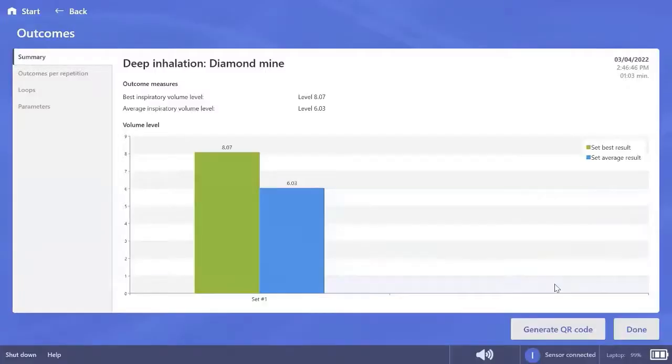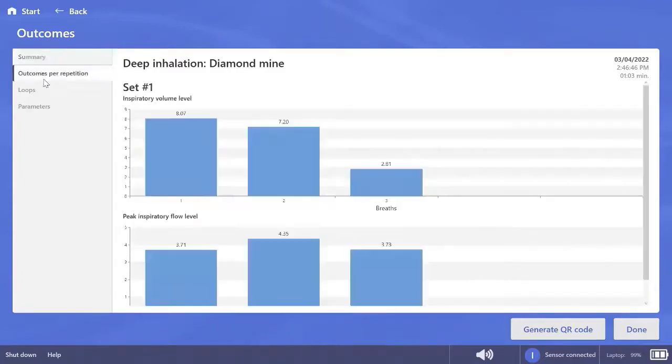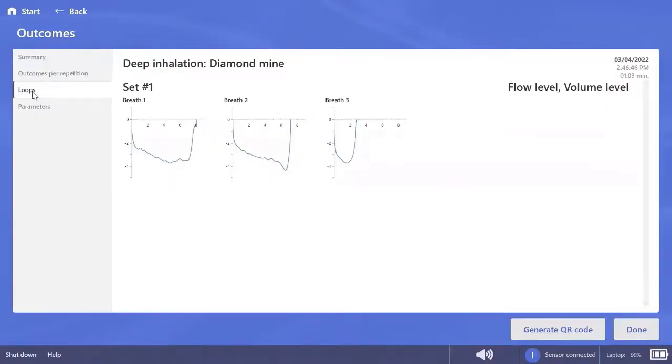That percentage is great for our patients to see, but we also get more objective outcome data here that our clinicians can use for their documentation. So we can see the best inspiratory volume level, also the average inspiratory volume level. We also can see this per breath or per repetition for the volume and flow levels. And then our loops, our flow volume loops, where across the x-axis we have our volume and across the y-axis we have our flow.